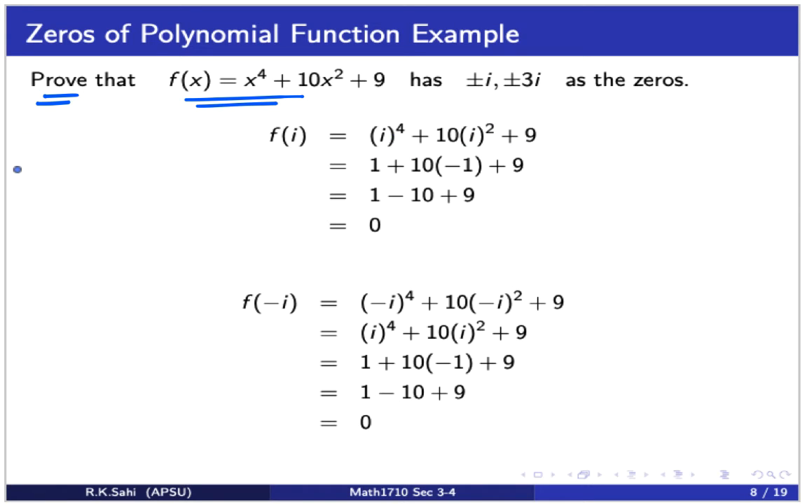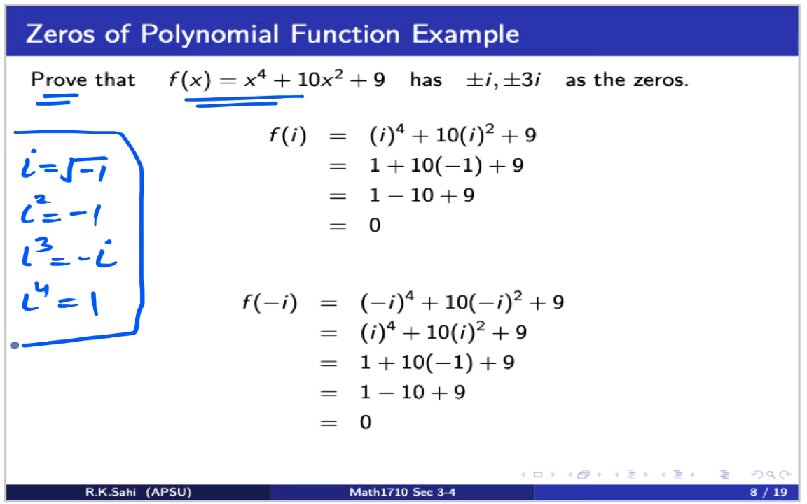Now, guys, remember your complex number system. Your i is written as square root of minus 1. Then your i squared is minus 1, i cubed is minus i, i to the power 4 is 1. You have to remember this, very important. These 4 terms are very, very important in the complex number system.